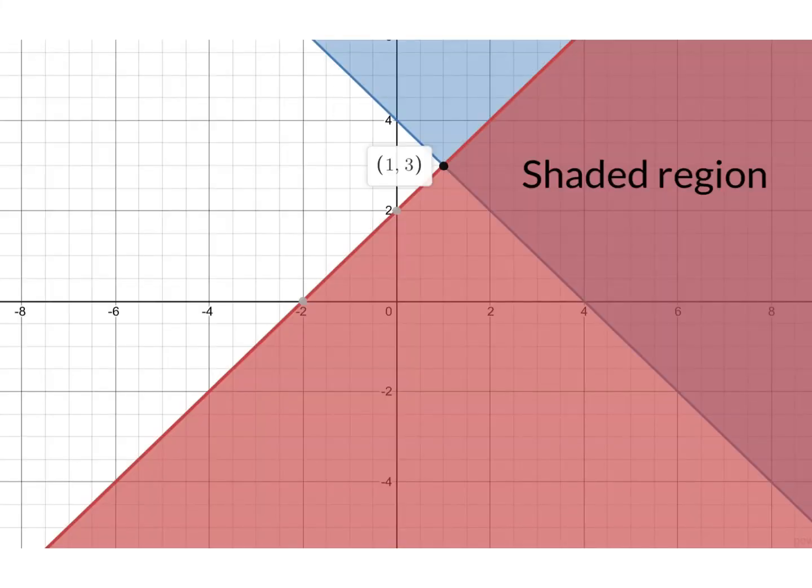And we can see where the two lines overlap, the shaded regions overlap, and that would be our solution. In an exam, we'd get rid of the other two sections that aren't overlapping.